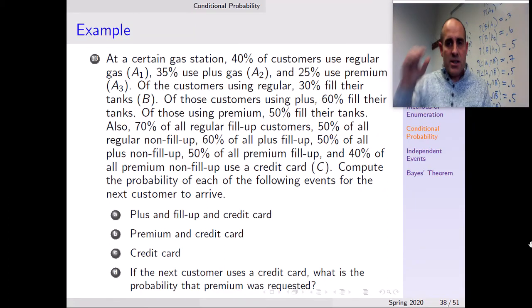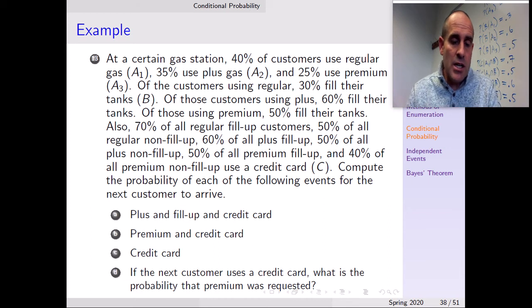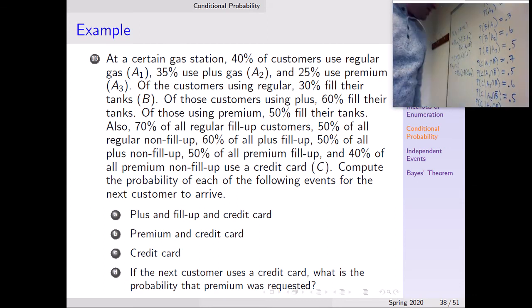All right, let's keep going here. We were kind of stumped for a minute about the probability that a random customer uses a credit card. Actually, the probability that they use premium and credit card is what we were trying to compute. And we said, well, look, if we know the probability of A3, but we don't know the probability that C happens given A3. So that was kind of the problem, okay?